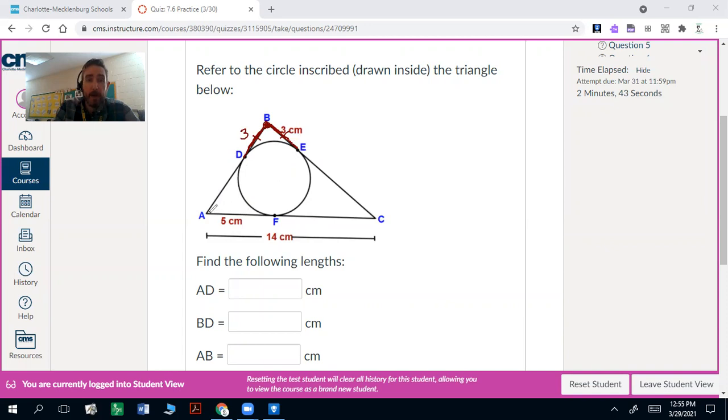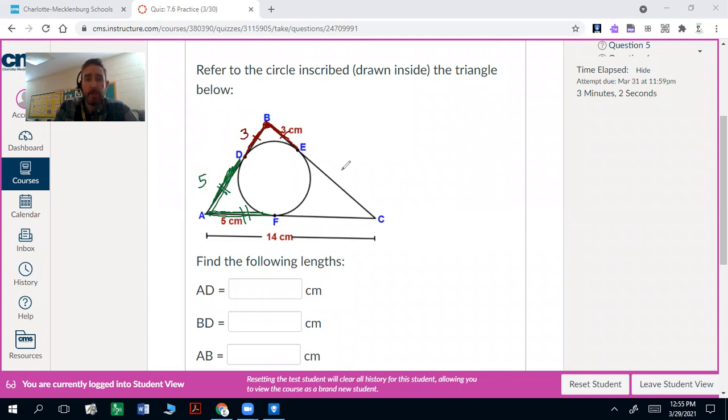All right, well, I have a 5 over here. So let's look at this 5 down here. I have A to F is 5. I know that A to F is going to be the same length as A to D. I'm going to use 2 lines to make sure that those are congruent because I already used one line up here. So this is going to be 5.